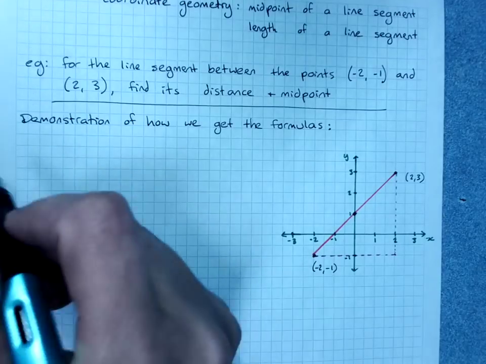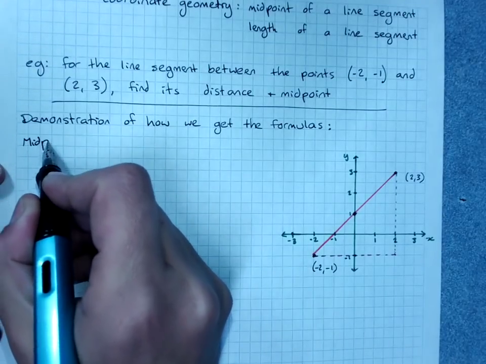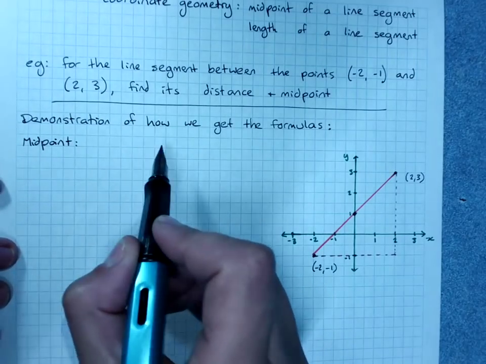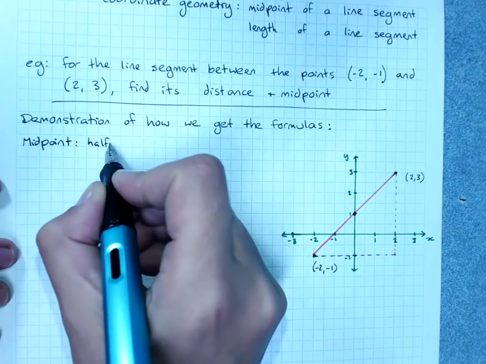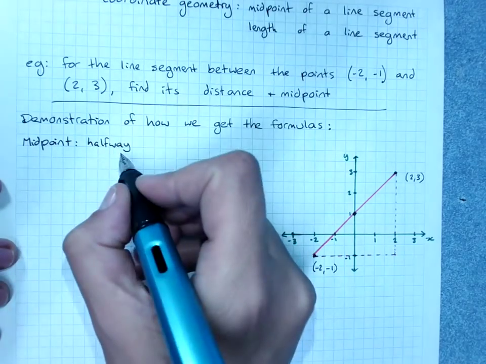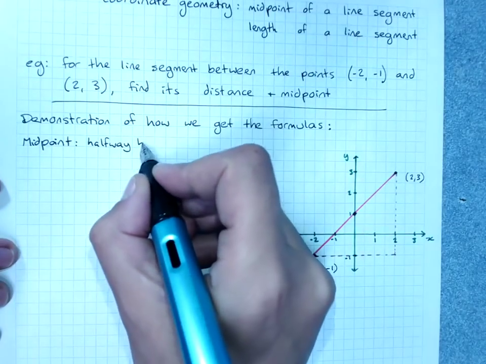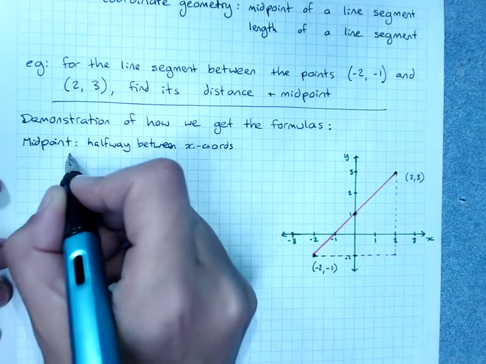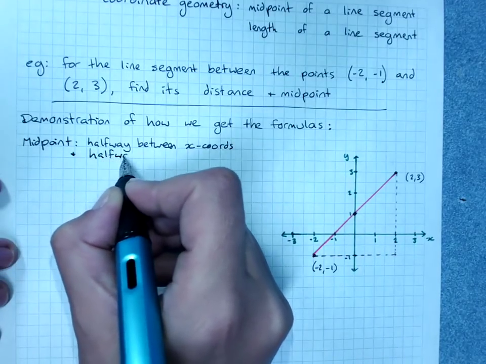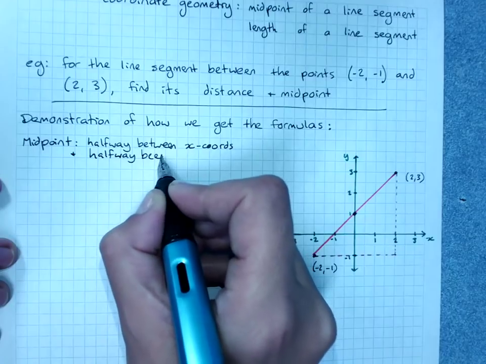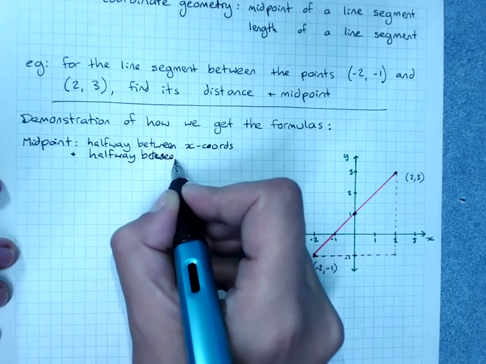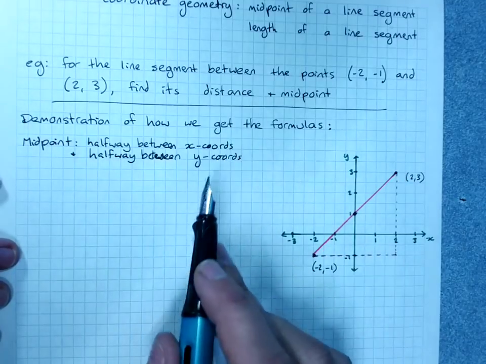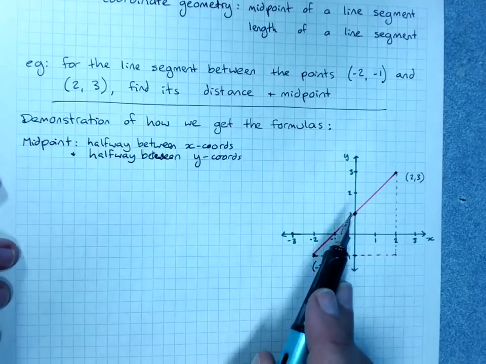So for the midpoint, halfway between the 2 x coordinates is our x coordinate of the midpoint, and halfway between the y coordinates, I can't write today, and that gives us the x and the y values of our midpoint.